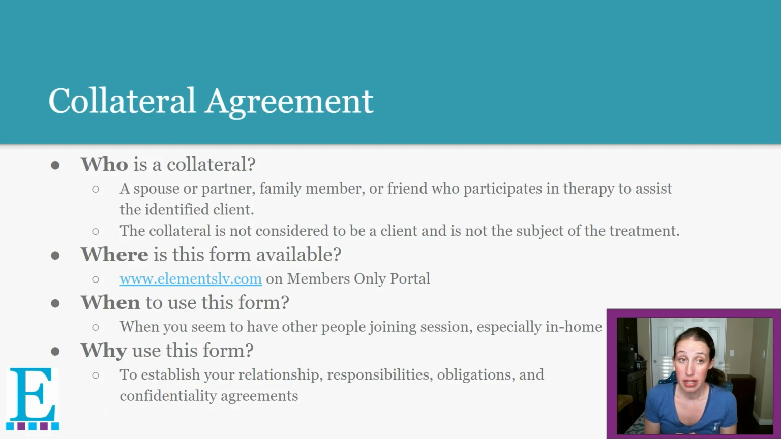A collateral agreement is also something that comes up, especially in home therapy, where there's maybe a roommate or a neighbor or some person who lives with the family who always seems to want to participate somehow in therapy or assist the identified client with some sort of tasks in the home. They are not the focus of treatment, and they might not even be part of the treatment unit, but they're always kind of around. When to use this form, it's available on our website: if they seem to be joining the session and you want to establish your roles, responsibilities or relationships with that client, or that non-client, I should say.